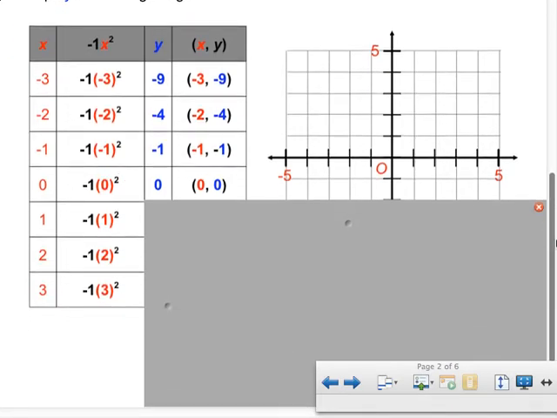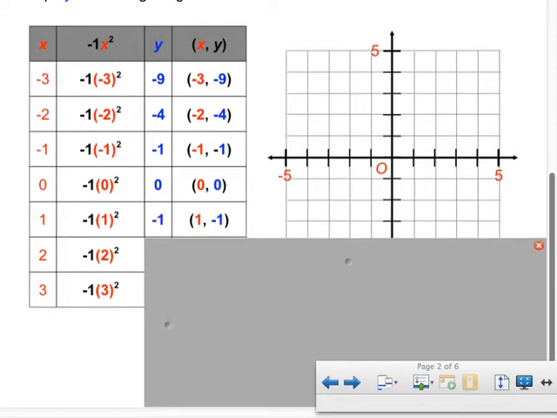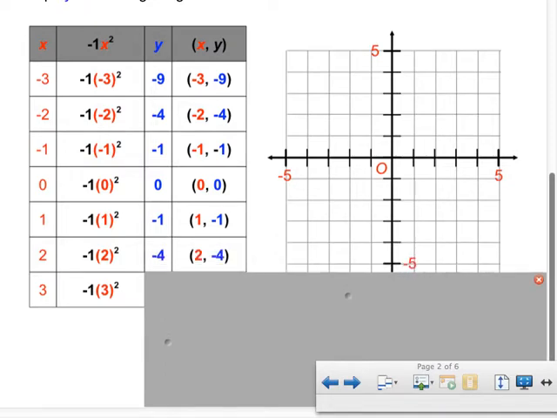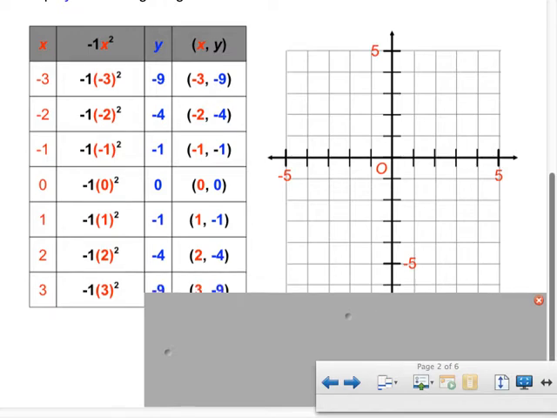How about this one? Who's got this one? Leah. This one is going to be negative 1, because 1 to the second power is just 1, times negative 1, which is negative 1. Who's got this one? Justin. This one will be negative 4, because 2 to the second power is a positive 4. Positive 4 times negative 1 is negative 4, so negative 4 is my output. And the last one, who's got the last one? Zainab, go ahead. Very good.